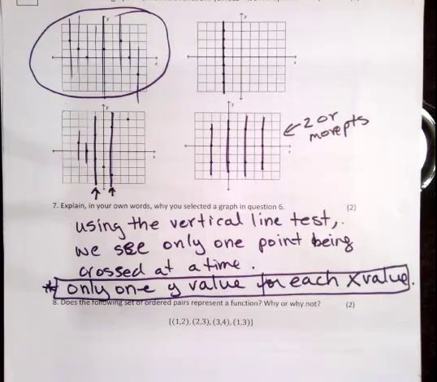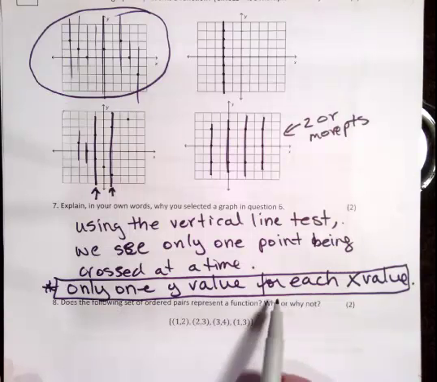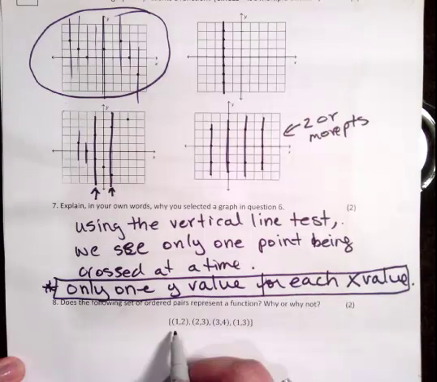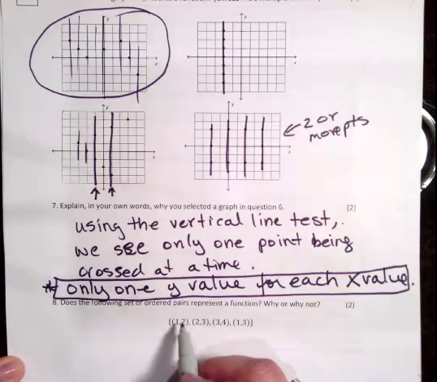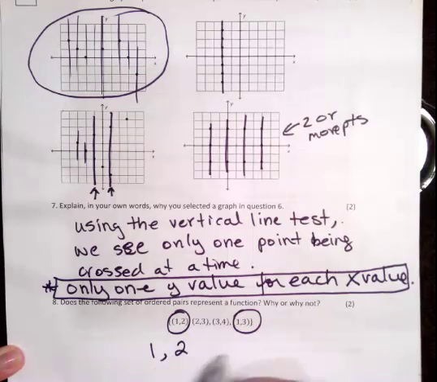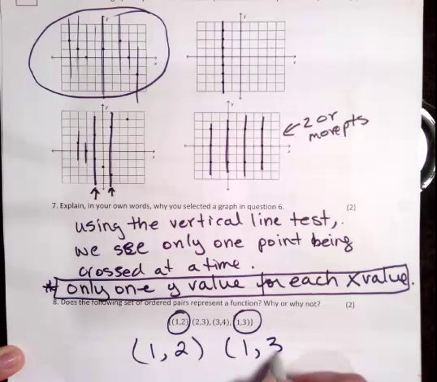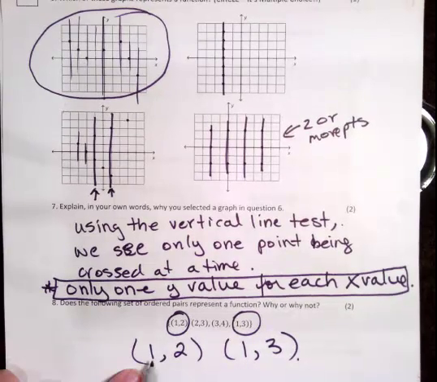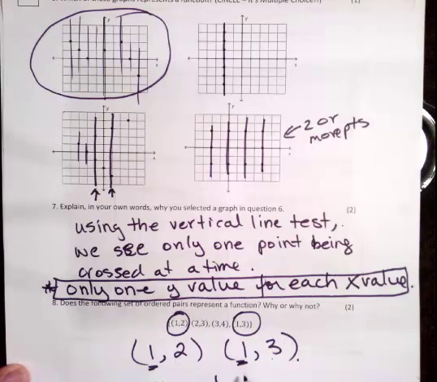Why or why not? Okay, so number 8, we want you to notice, again, the exact same thing here, only one y value for each x value. So what do you notice here? We have this point and this point. I've got (1, 2) and (1, 3). Well, I have 2 different y values for one x value. That's not allowed. All right, so that's a problem.